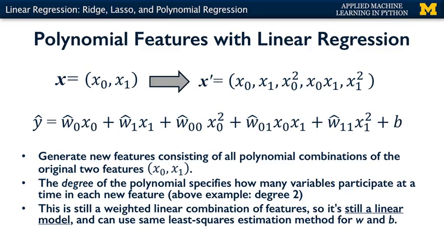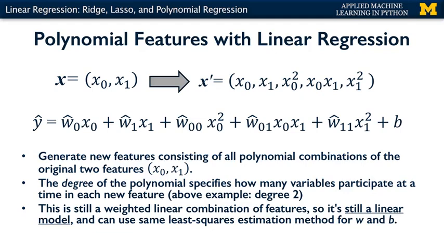The critical insight here is that this is still a linear regression problem. The features are just numbers within a weighted sum. So we can use the same least squares techniques to estimate the 5 model coefficients for these 5 features that we used in the simpler two-dimensional case.